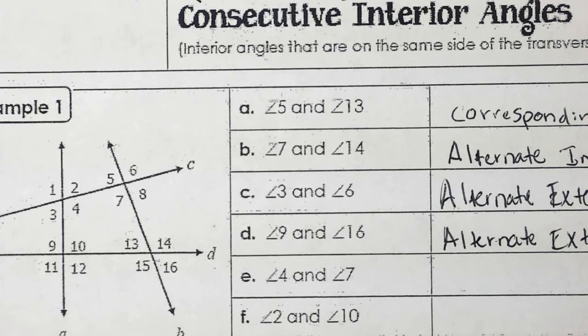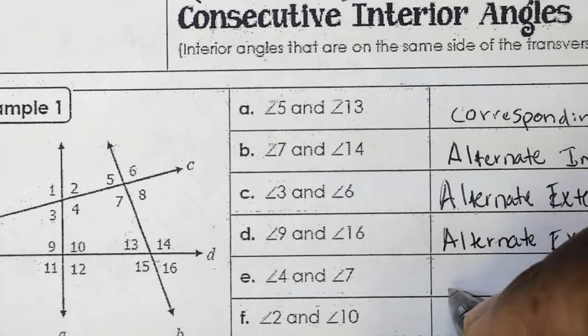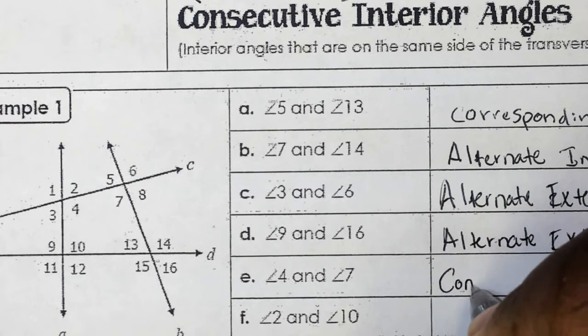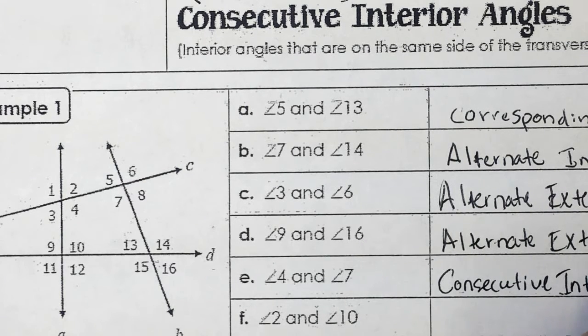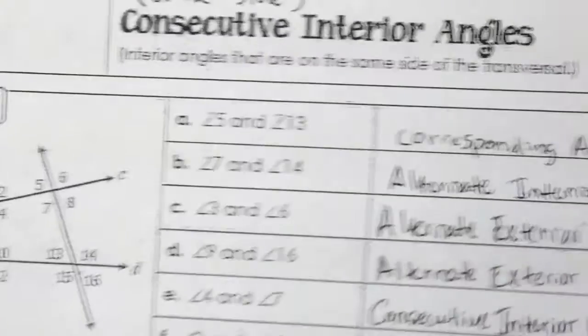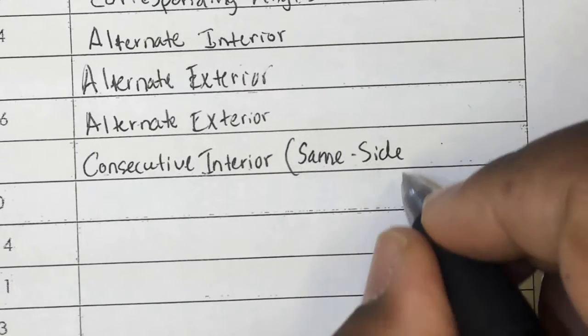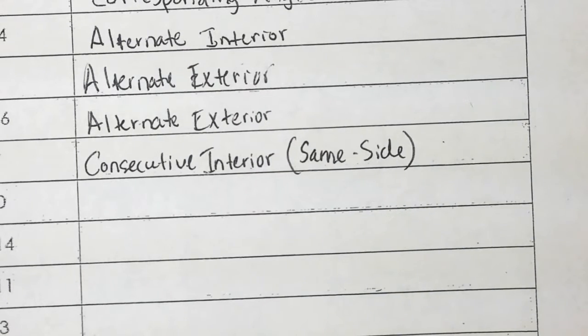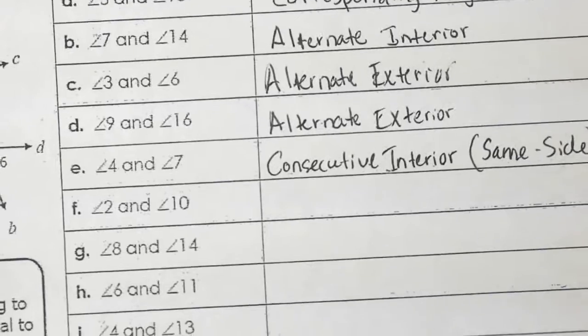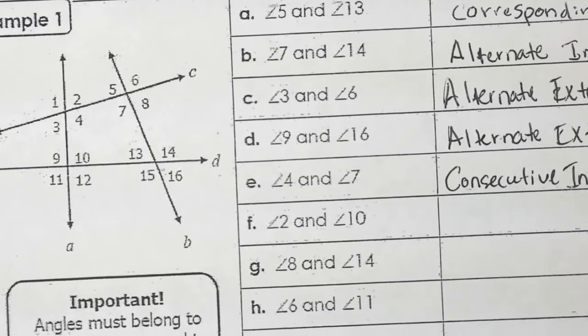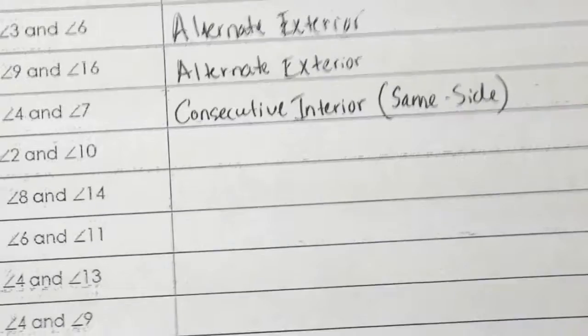You guessing or you telling me? Alright, consecutive interior, also known as, in parentheses, same side. My bad. Miss Johnson, angle 2 and angle 10. Good. Corresponding.